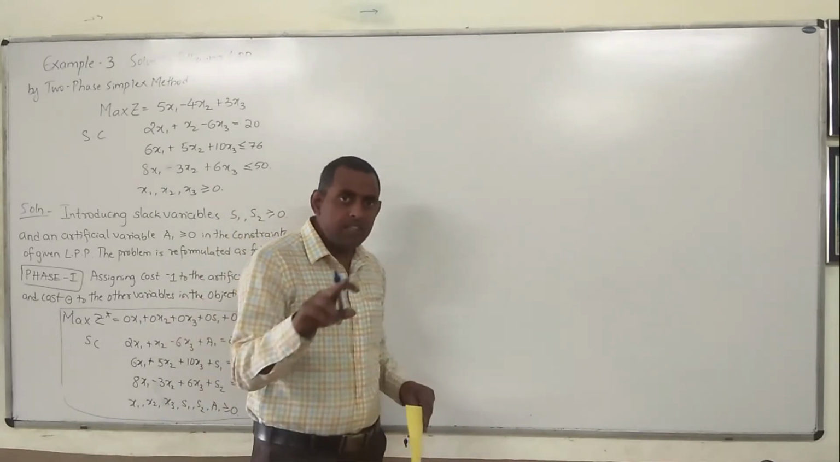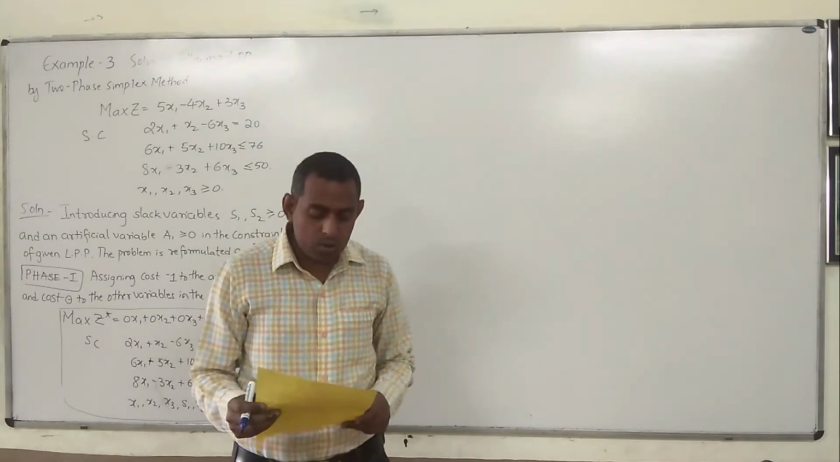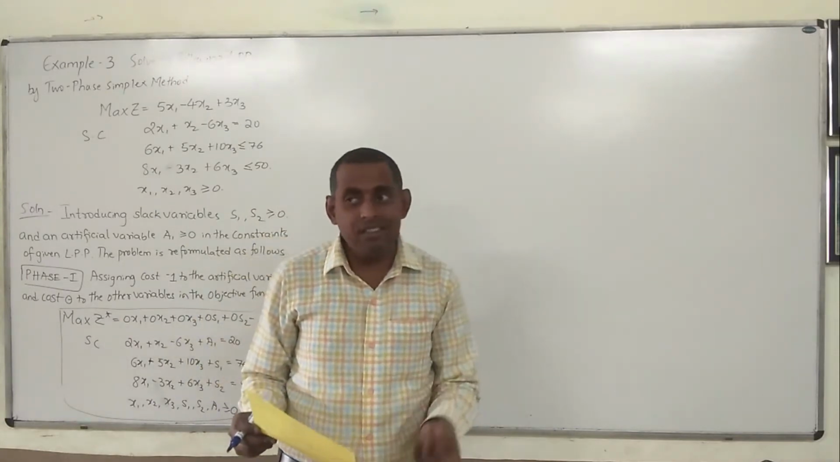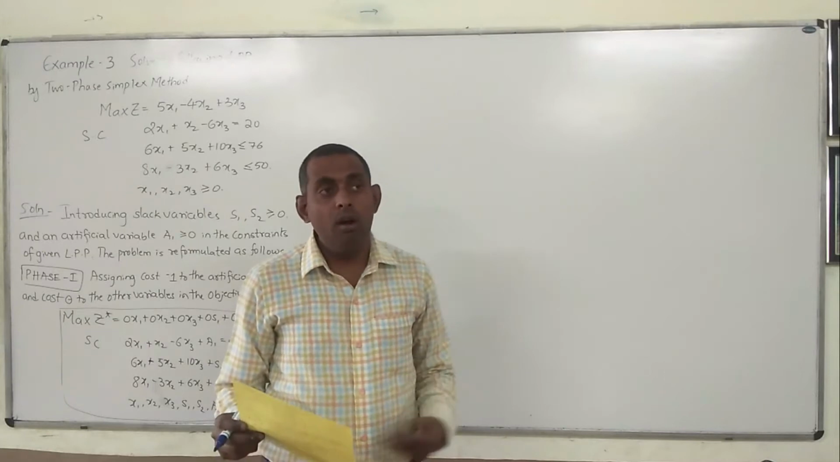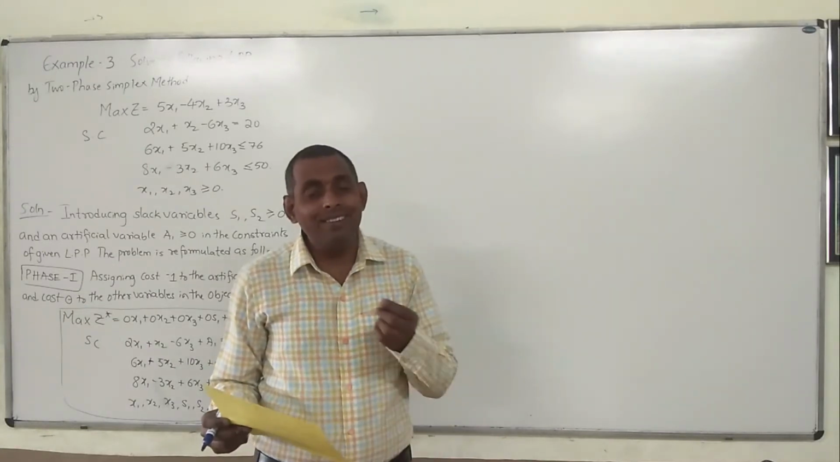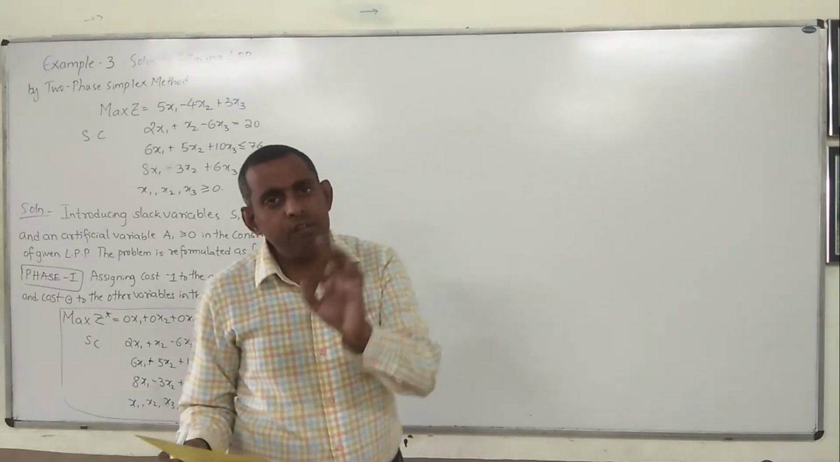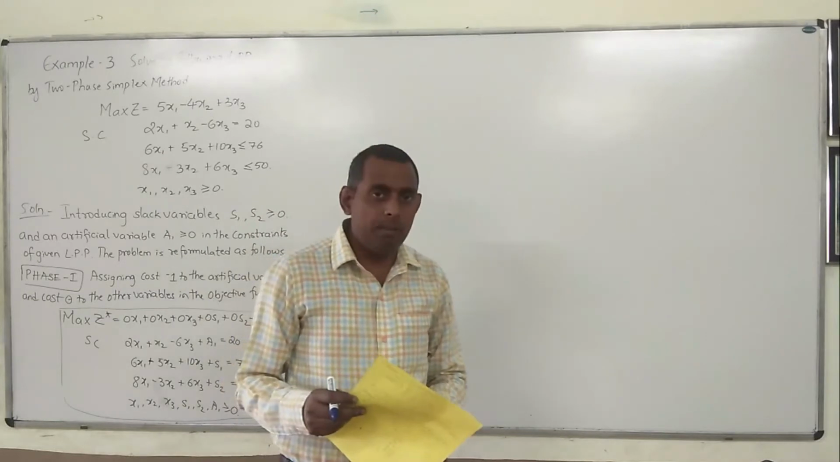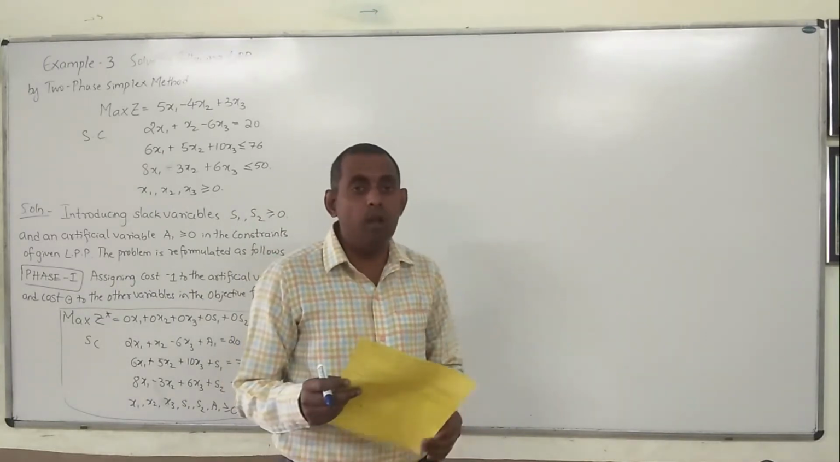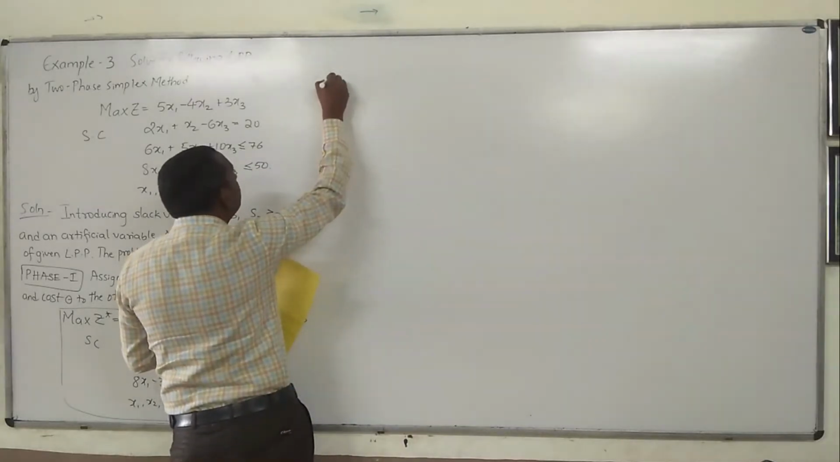If all Zj minus Cj in the previous problem are greater than or equal to 0, then there exists an optimal solution to the auxiliary LPP. Fine. And also max Z star is equal to 0 and no artificial variable appears in the basis. In that case, we are supposed to go to phase 2. So what happens in phase 2?